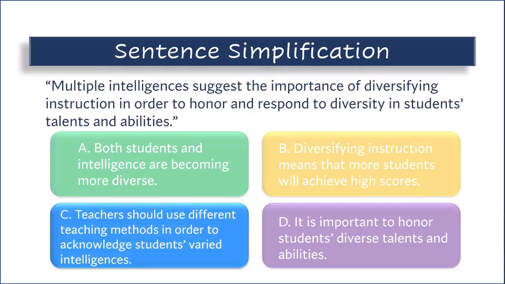We can use the words in the sentence to help us identify which answer is correct. Instruction can be a synonym for teaching. Honor and respond can be restated with the single word acknowledge. Diversity is a synonym for varied. Talents and abilities refers to intelligences.